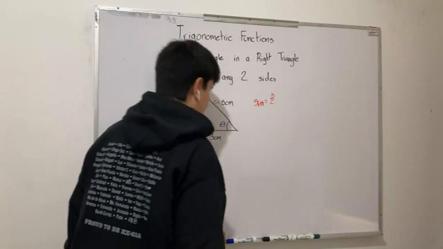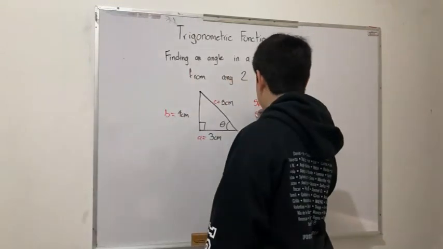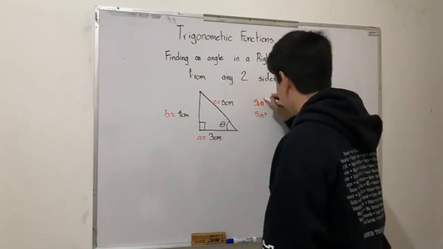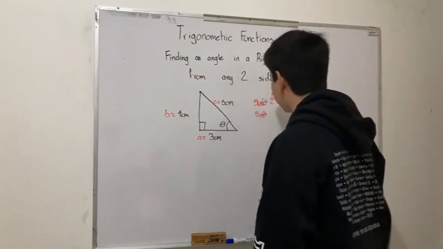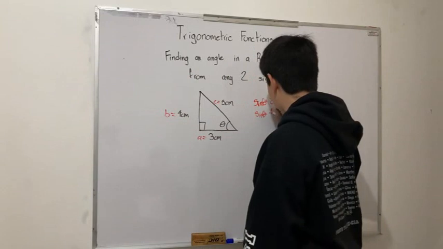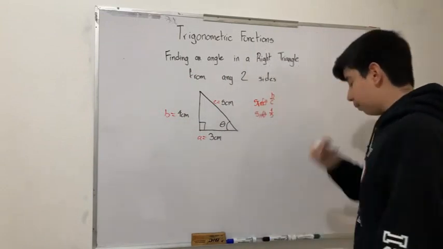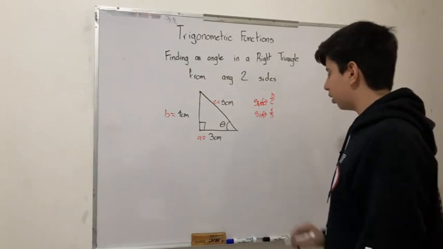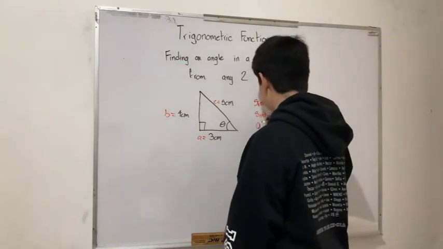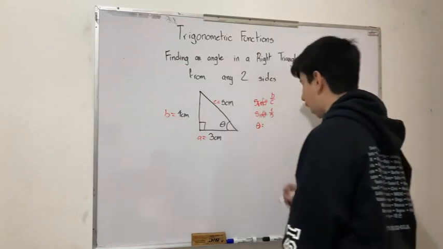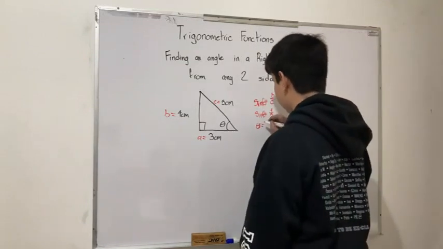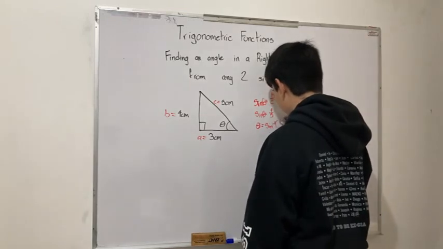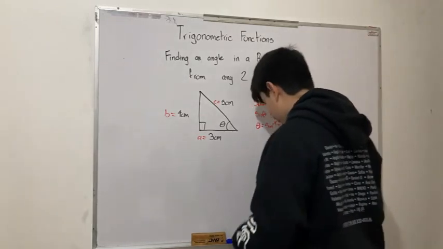Which led us to know that b is 4. Now, in this case, sin theta will be 4 divided by 5. But we do not want to know sin theta, we only want to know the angle. So we change it and we put sin minus 1 of 4 over 5.